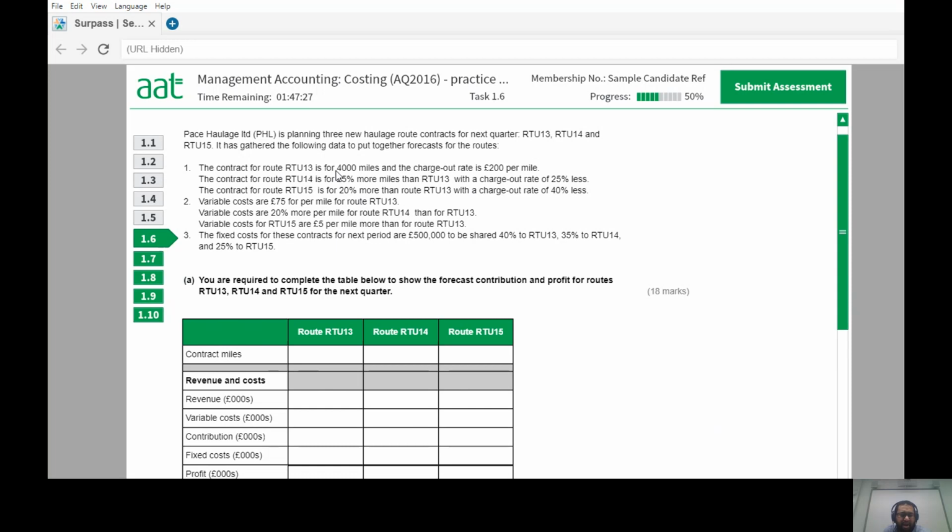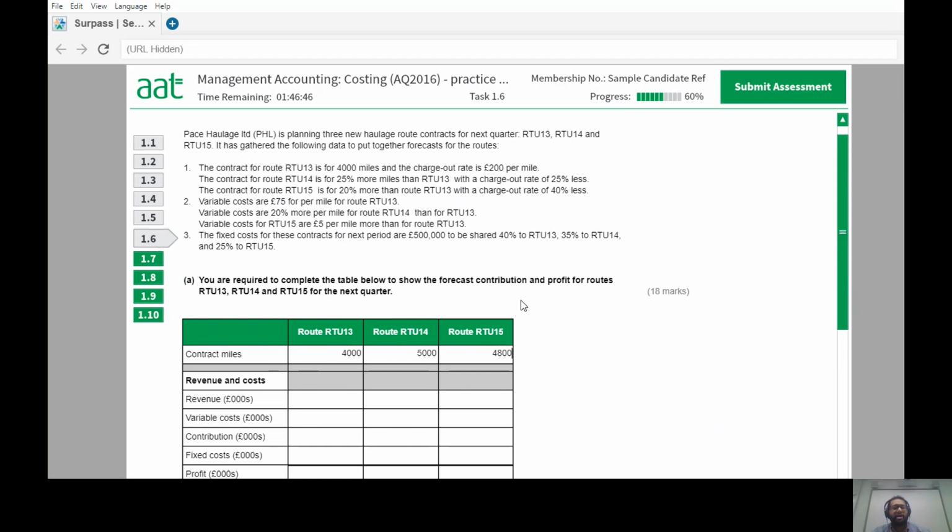So route RTU 13 is 4,000 miles. So we say 4,000 miles here straight away. RTU 14 is going to be 25% more miles than that. Okay, don't worry about the cost, we'll get to the cost in a minute. At the moment, it is going to be more miles. So 4,000 multiplied by 1.25 is going to give me 5,000. And then they're saying RTU 15 is 20% more than RTU 13. So 4,000 multiplied by 1.2 is going to be 4,800. Okay, so those are the initial numbers.